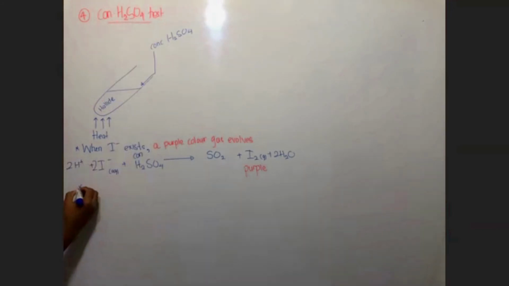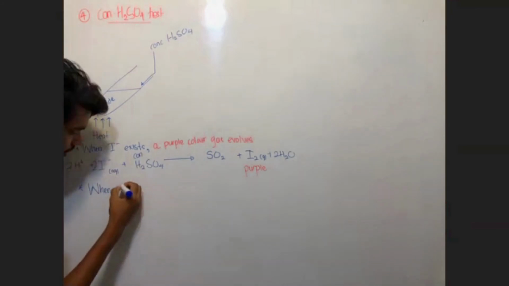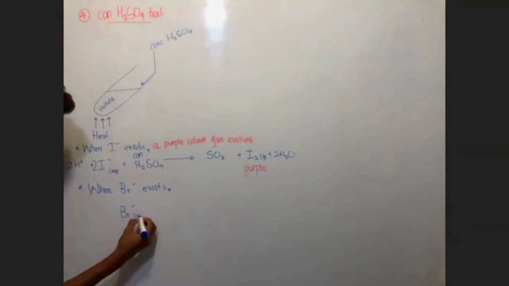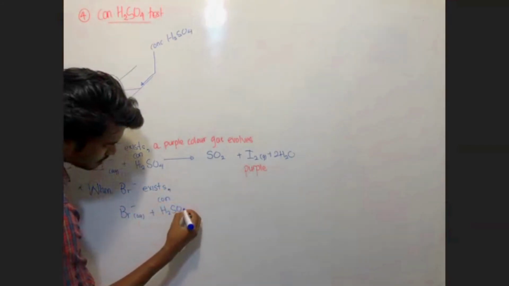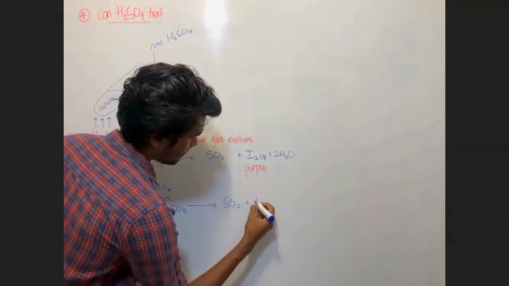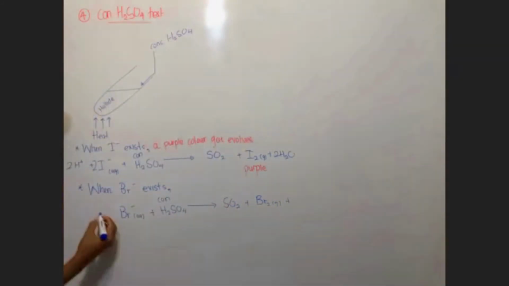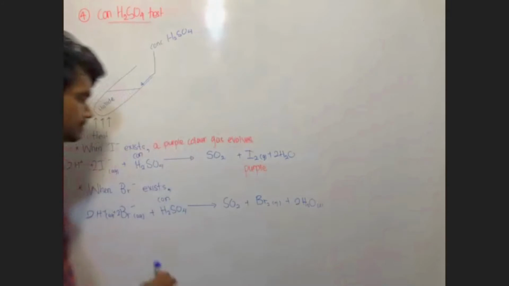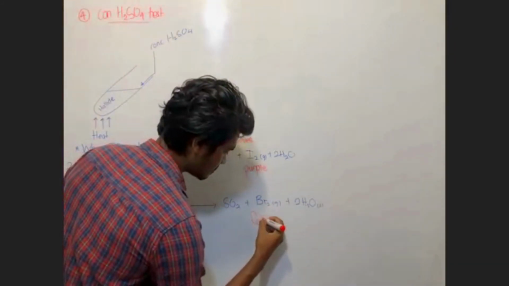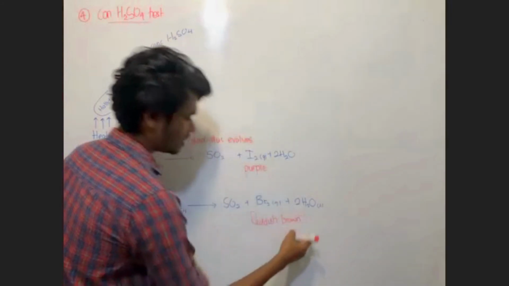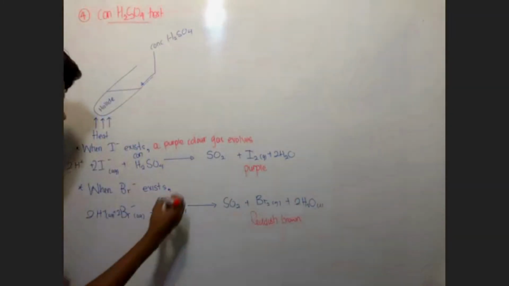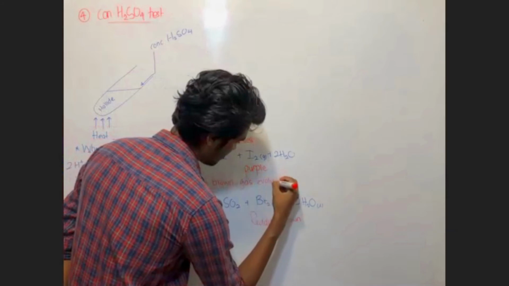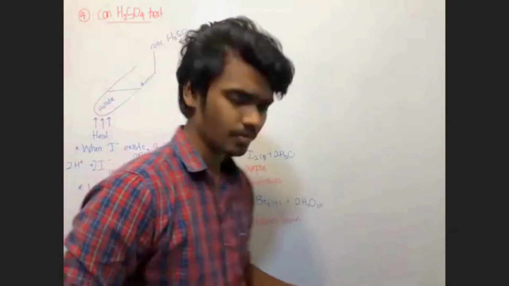When Br minus exists, Br minus with concentrated H2SO4 turns into sulfur dioxide and Br2 gas. A reddish brown gas evolves.